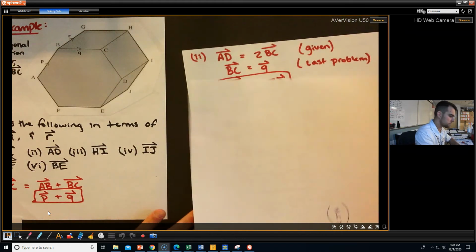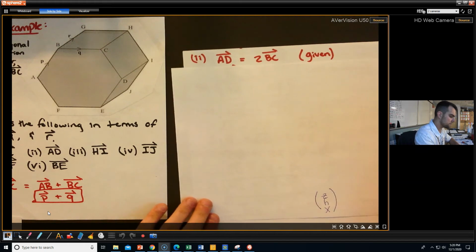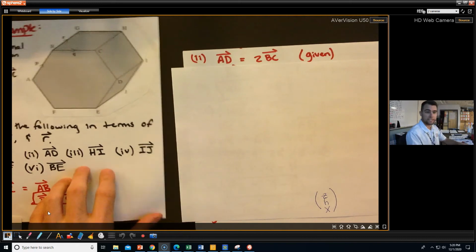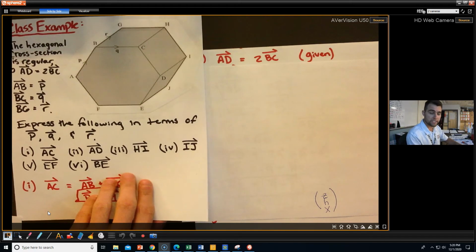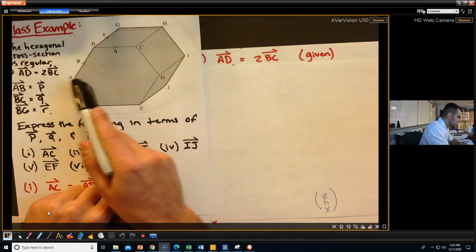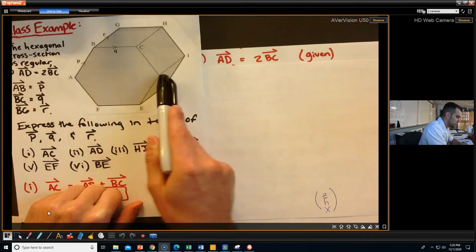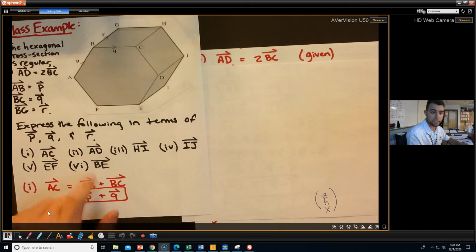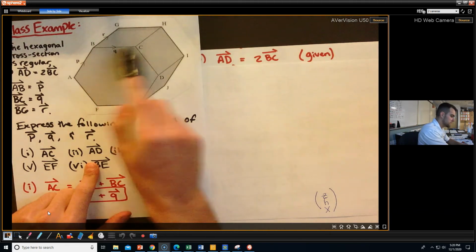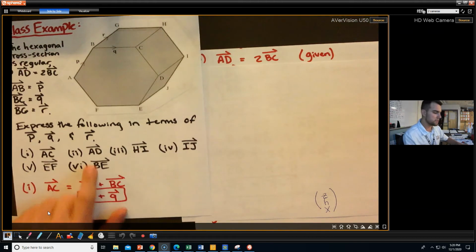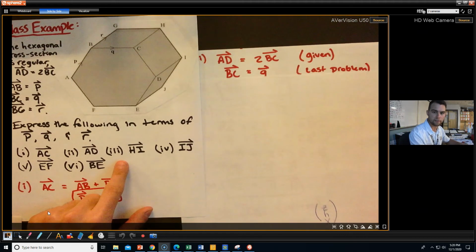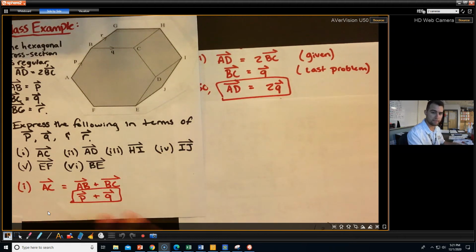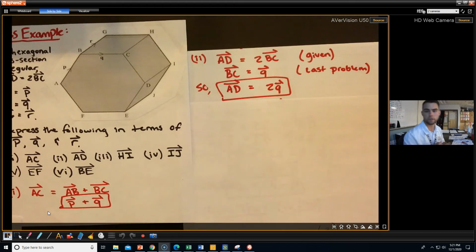Okay. So for AD, we know that AD is actually equal to 2 times BC. How do we know that? Well, it said in the problem that AD was double this one right here. So that's actually really nice to know. And I know what BC is. BC is the Q vector. So I can change my BC vector. Since it equals Q from the last problem, I know that the AD vector is going to equal 2Q.